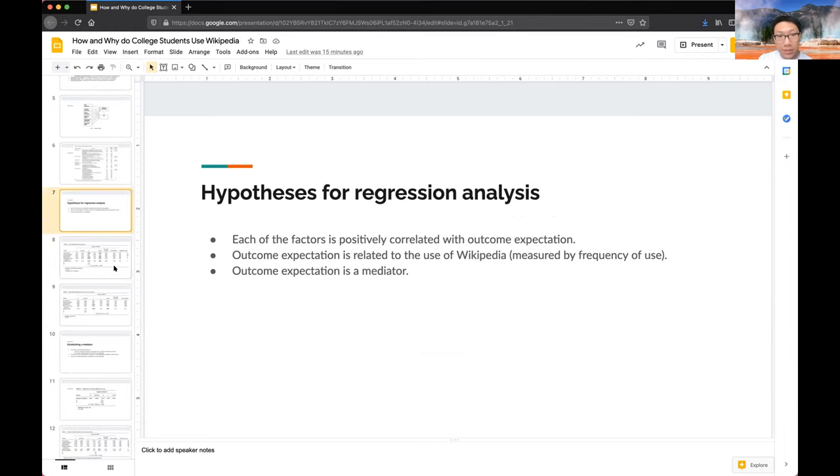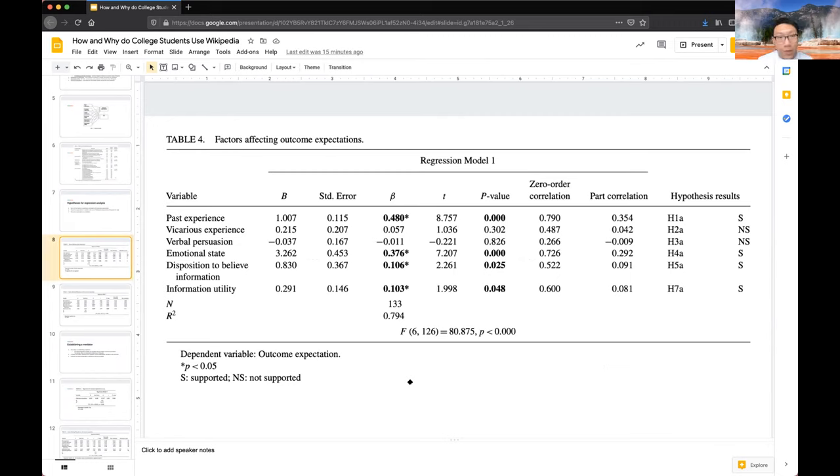So now let's go into the regression. So they have four regression models as well. The first regression model tests the independent variables and the outcome expectation. So this is not considering the actual use. These are the independent variables they identified: past experience, vicarious experience, verbal persuasion, emotional state, disposition to information, and information utility. And all of these, they're testing their impact on the outcome expectation, which they hypothesize as the mediator.